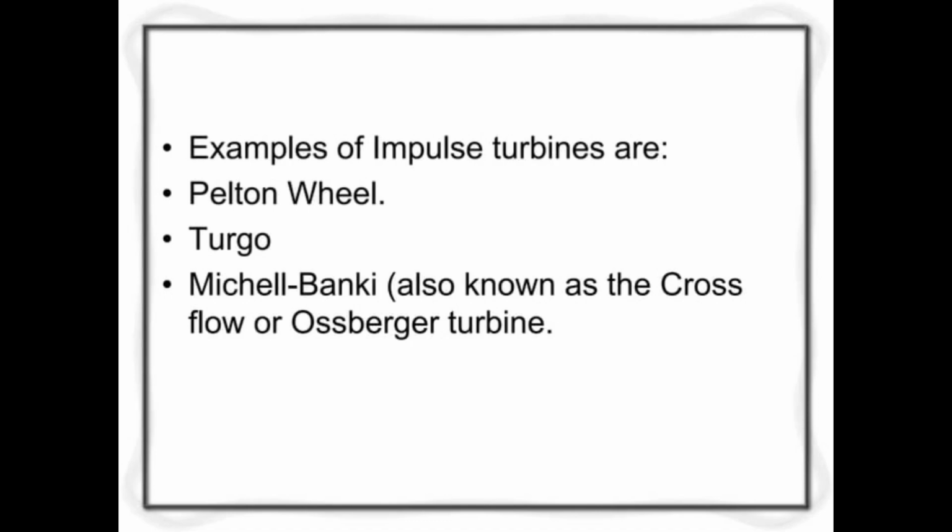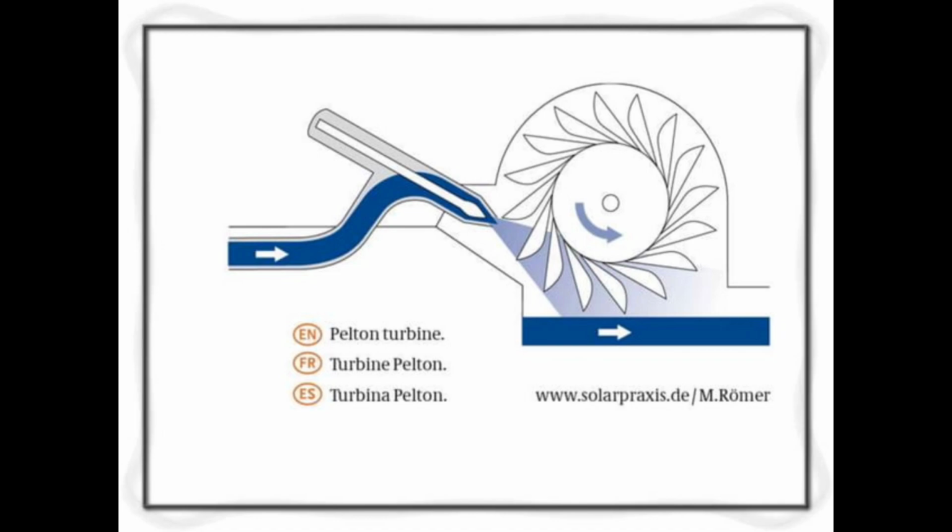Examples of the impulse turbine are the Pelton wheel, Turgo, and Michell-Banki. It is also known as the cross flow or Ossberger turbine. This is the Pelton turbine.